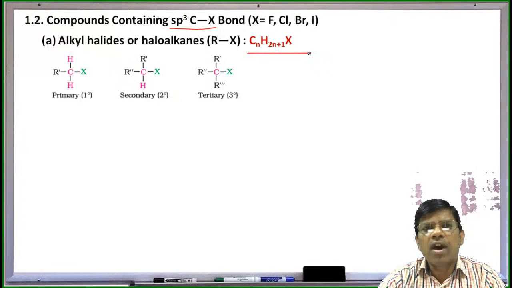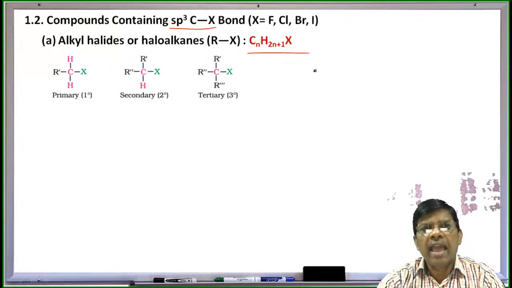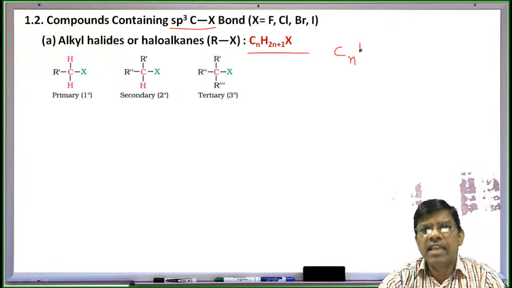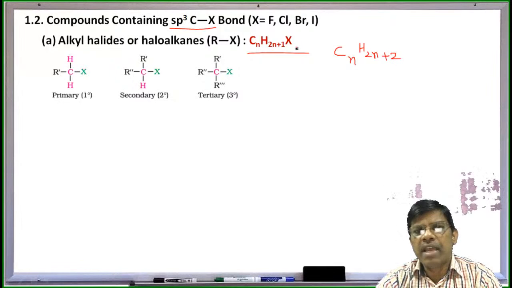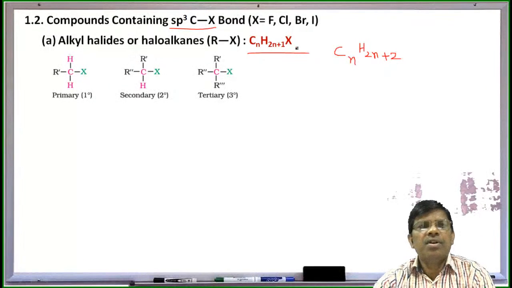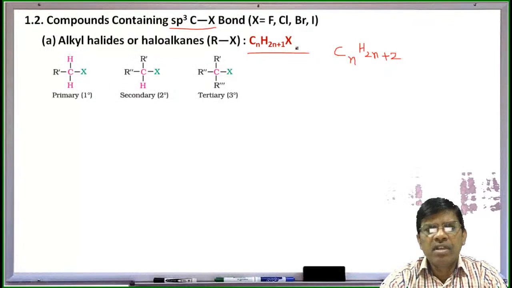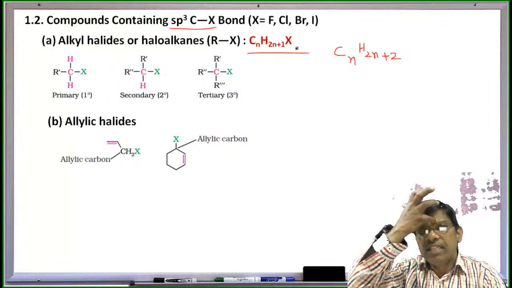And the common formula for writing alkyl halides is CnH2n+1X. We know that for alkanes the general formula is CnH2n+2, isn't it? So when it comes to halogens, one hydrogen is replaced by a halogen. So alkyl halides are the compounds which have halogen in them.